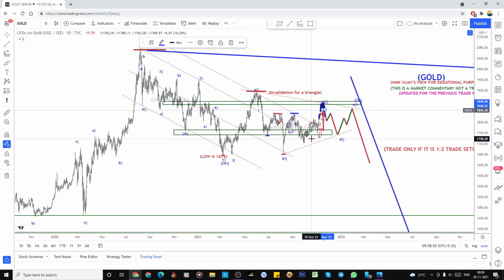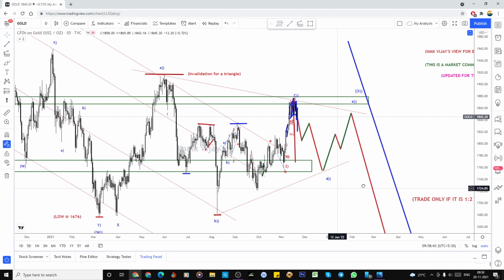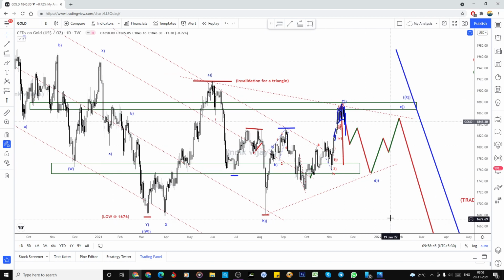I will leave this towards 1475 to 1350. I will book profit somewhere around 1805, and let's wait for this. It won't go immediately to the downside. If it is valid, it will move like this, in such a manner.